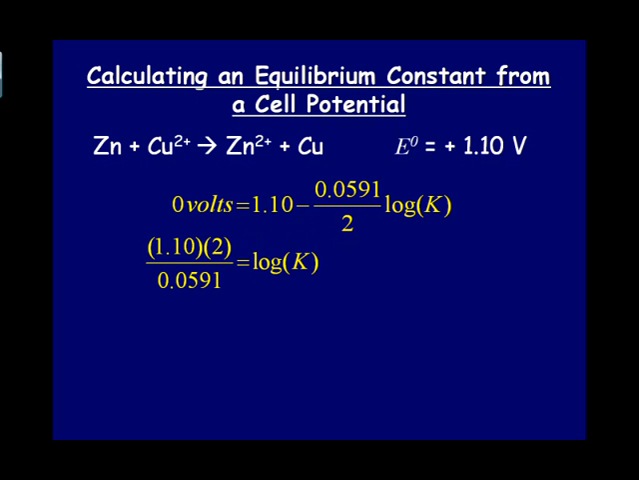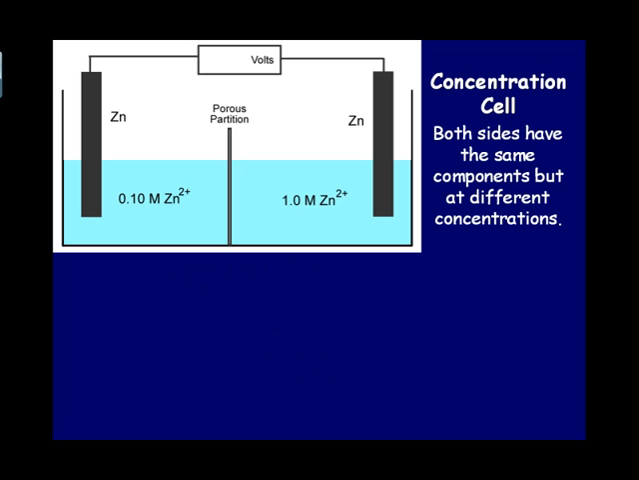Now K is contained within that log function, so I've simplified everything here, and then I need to, of course, raise 10 to the 37.2 power, and I get just a humongous K value. That 1.58 times 10 to the 37th means that that reaction is going completely in the forward direction. You really could not have a larger K than that. And this may actually be so large that it won't calculate on many calculators. It's beyond the capacity.